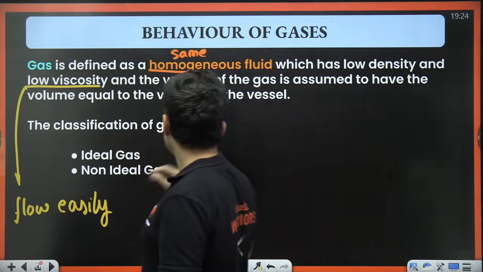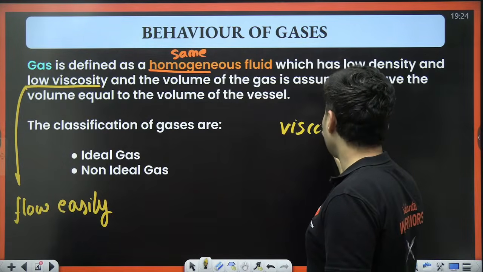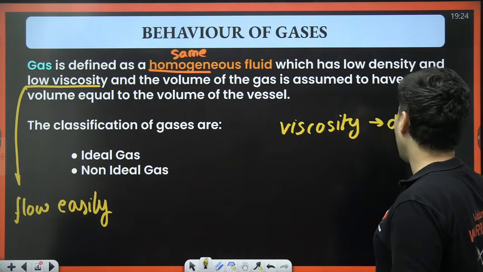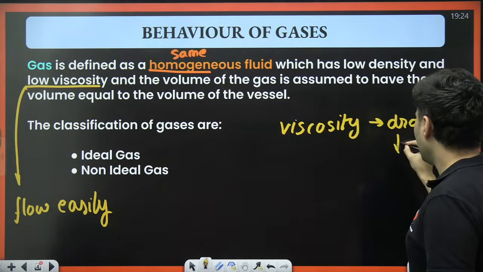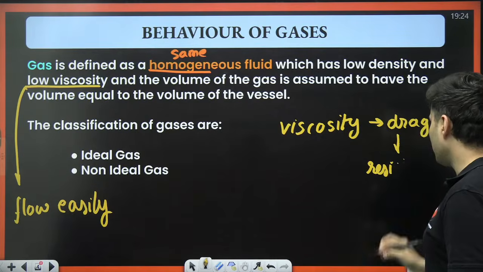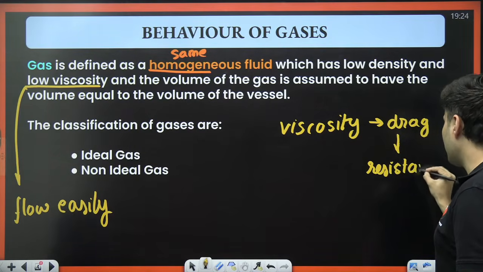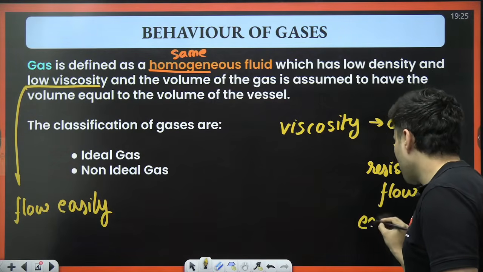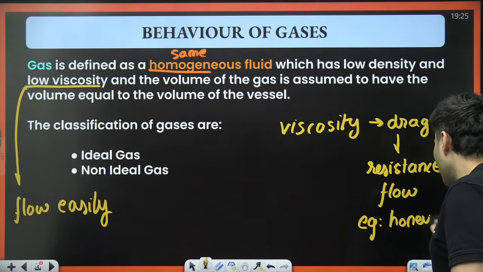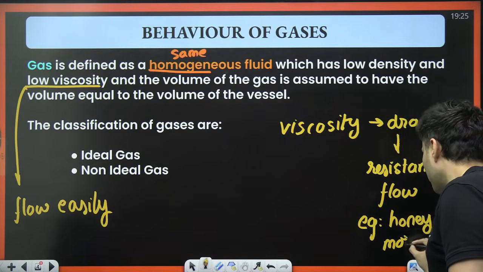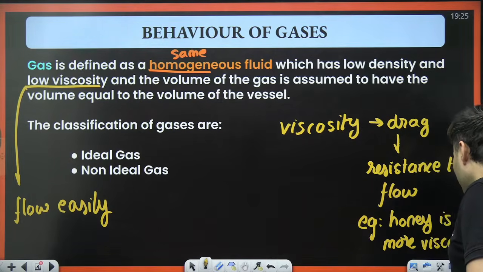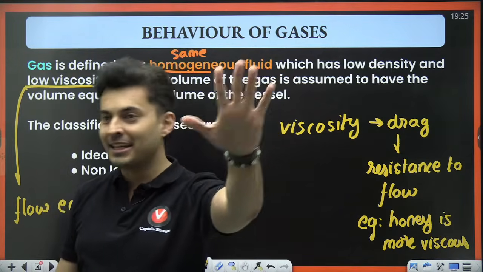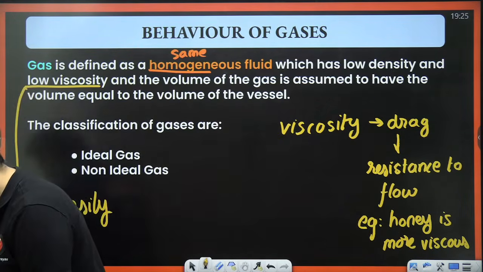So viscosity basically is like the drag. It's resistance to flow. Example, honey is viscous. Honey is more viscous than water, because it is very difficult for the honey to flow. Water can flow easily. Is this slide very clear, my dear warriors?